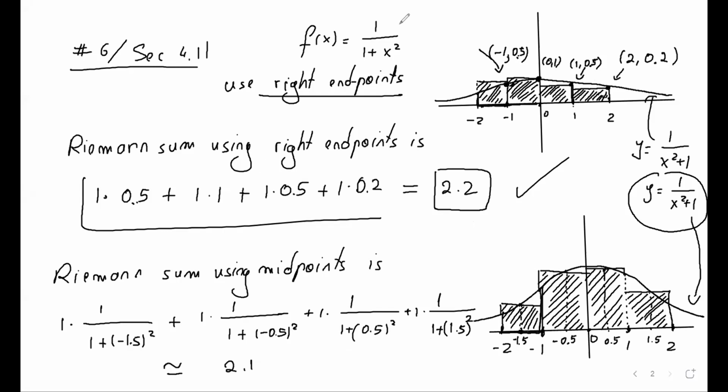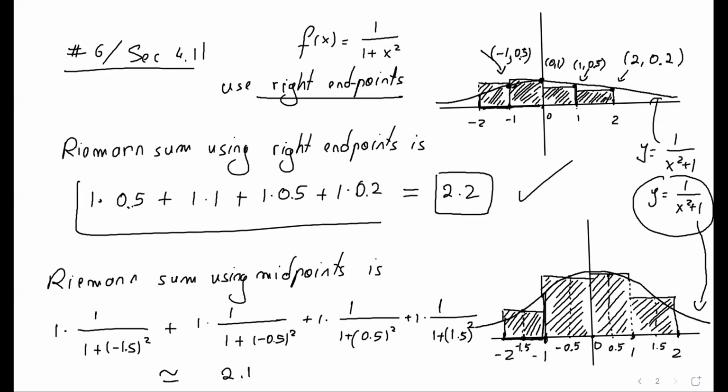In fact, it's a little more than 2.1, as we saw in Desmos, 2.2, I'm sorry, 2.21. Not even 2.1, 2.21. Very close to this one here.